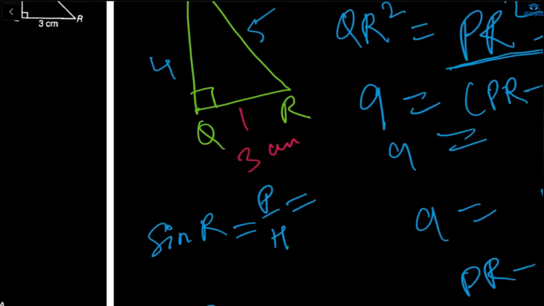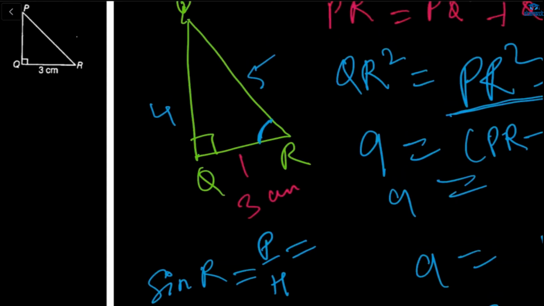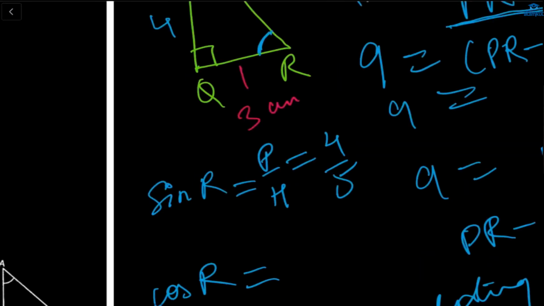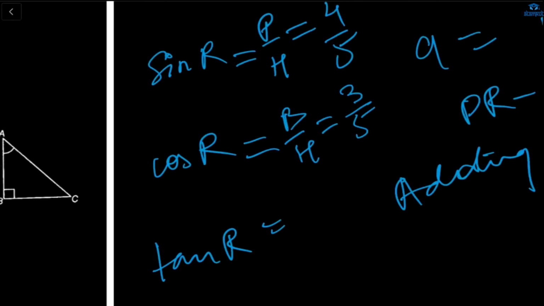Now what is this P with respect to R? You have to find out with respect to R. Now tell me. Ma'am, it's 4 by 5. 4 by 5. Very good. Now cos. Ma'am, cos will be B by H. Yes, so it will be 3 by 5. And tan will be 5 by 3? No, not 5 by 3, my mistake. It is 4 by 3, because it is perpendicular by base.